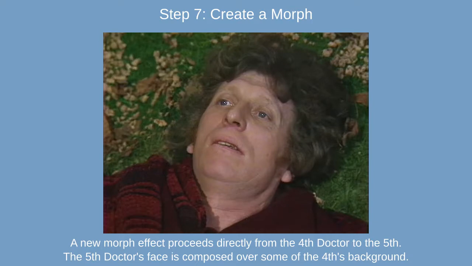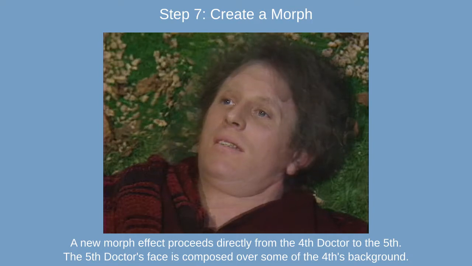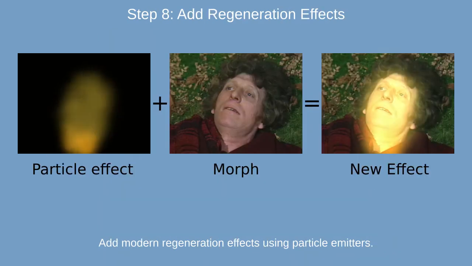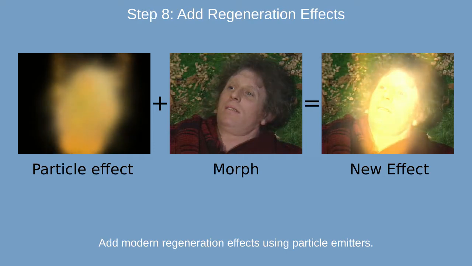Now the next part of this process is to change this face regeneration. So I've created a facial morph here between the Fourth Doctor and the Fifth Doctor, and you can see I've made the background. I've tried to use the Fourth Doctor's background because it's a bit crisper. And then I've used a couple of different particle emitters in Blender, one for the face, one for the neck, to create this modern effect, which we can then put on over the top.